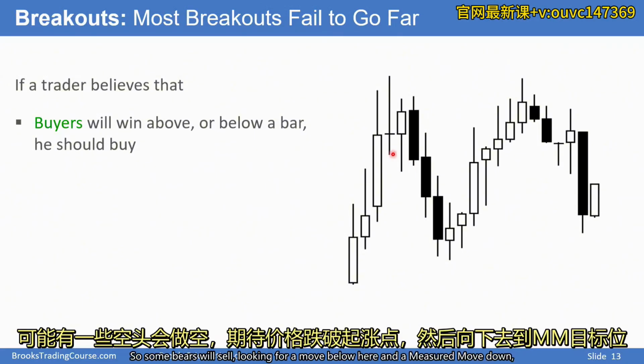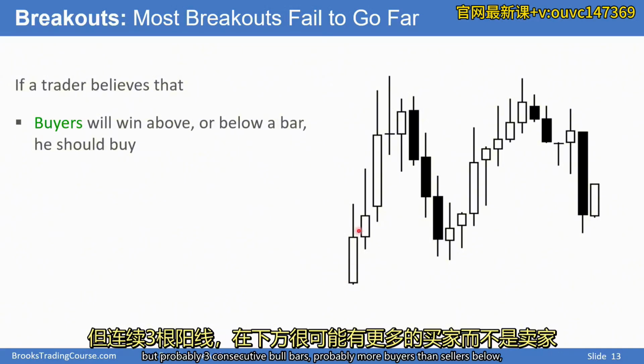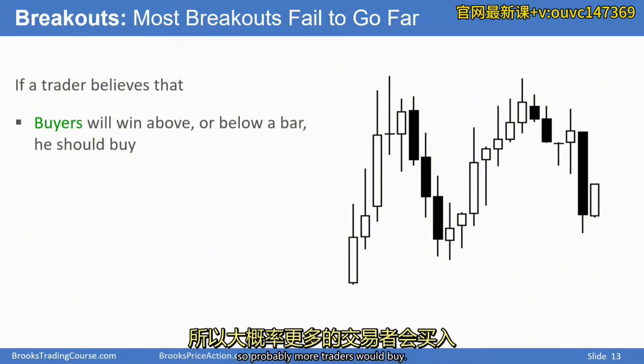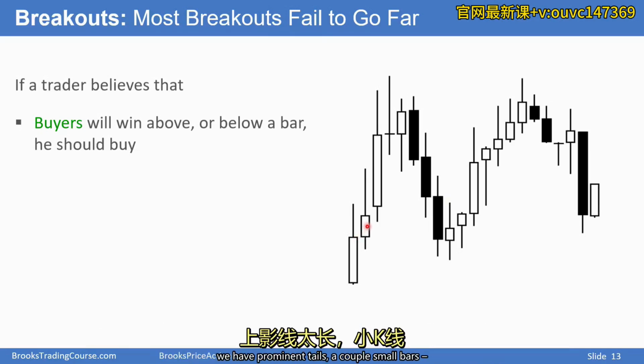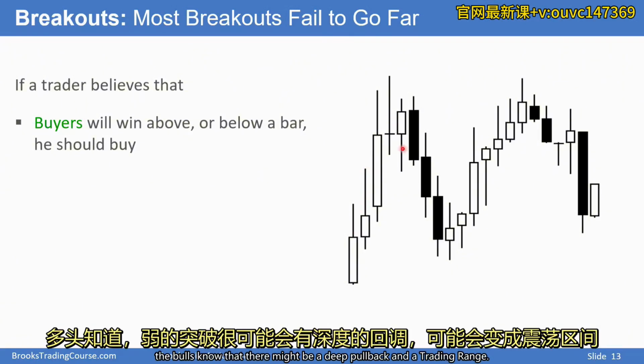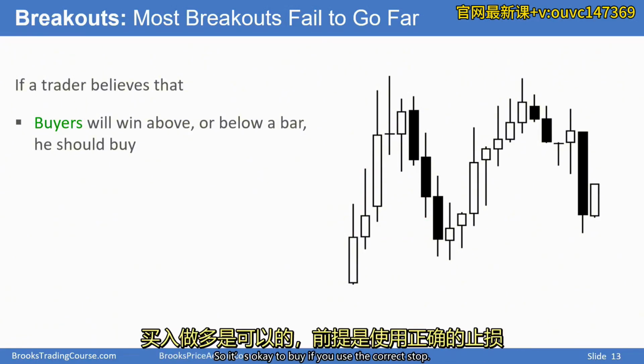So some bears will sell looking for a move below here and a measured move down, but probably 3 consecutive bull bars, probably more buyers than sellers below. So probably more traders would buy. However, because of the absence of big bull trend bars closing on their highs, we have prominent tails, a couple of small bars. The bulls know that there might be a deep pullback and a trading range. So it's okay to buy if you use the correct stop.